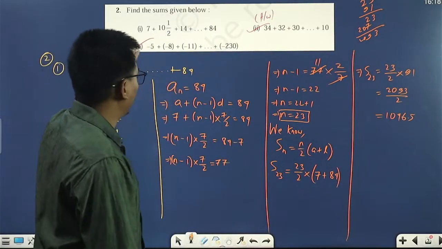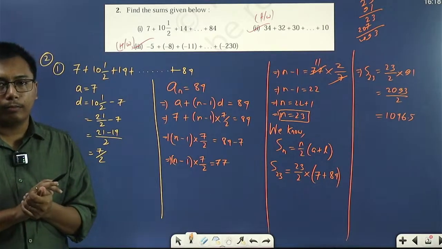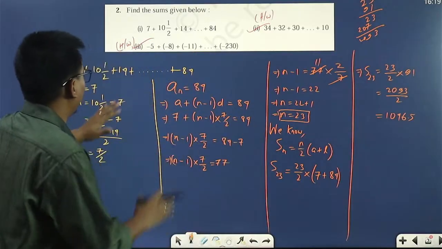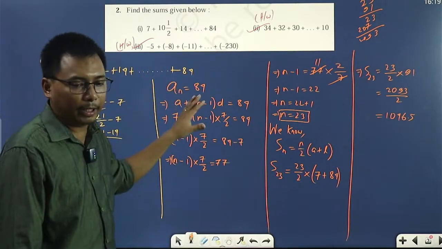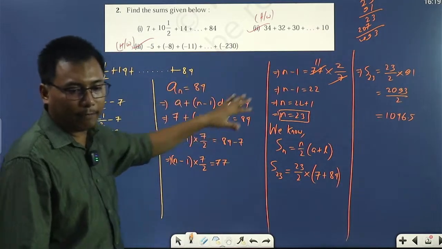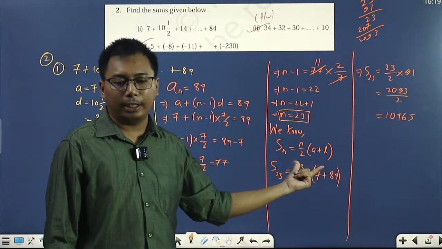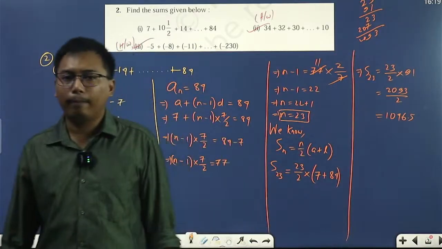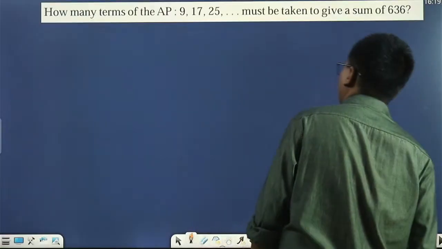Roman number 2 and Roman number 3, as you can see, will be homework for you. Do it at home the same way. First find out A, then find out D, then find out how many terms are here, n. When you get the value of n, use the second formula. Sn is equal to n by 2, a plus l. You put the values here, then you solve, then you'll get your answer. Okay, let's proceed towards the next question.